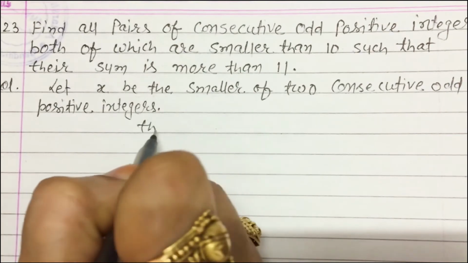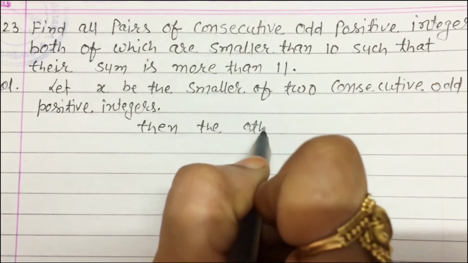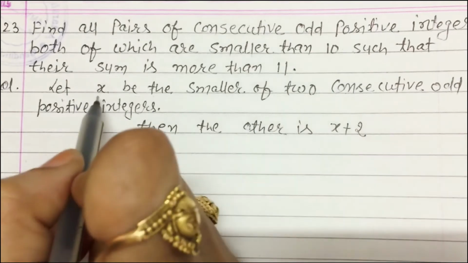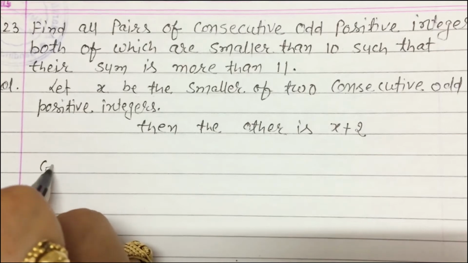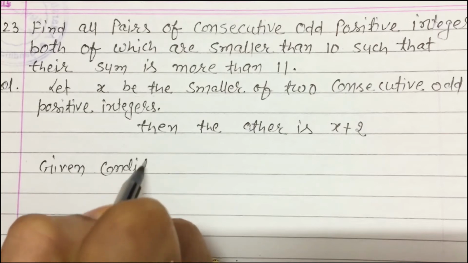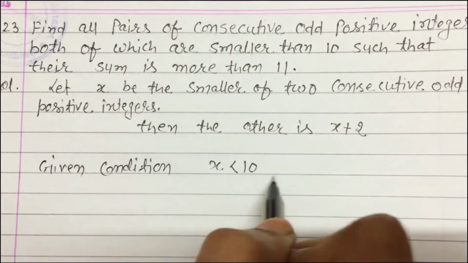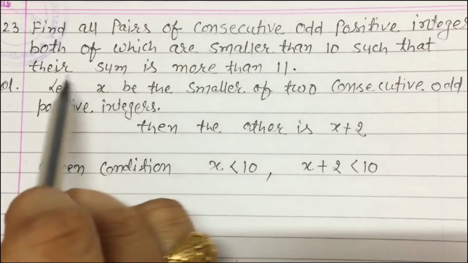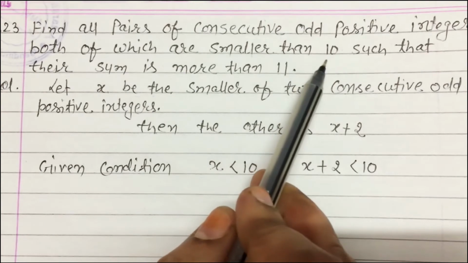Then the other is x plus 2. First is x, then the other is x plus 2. According to the given condition, x is less than 10, and x plus 2 is also less than 10. It is given in the question that both of which are smaller than 10.